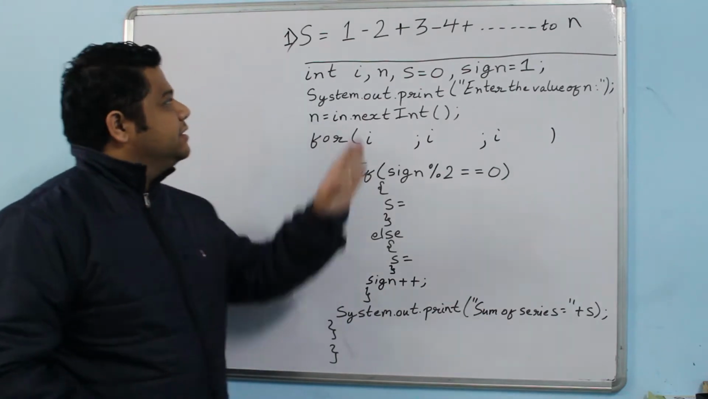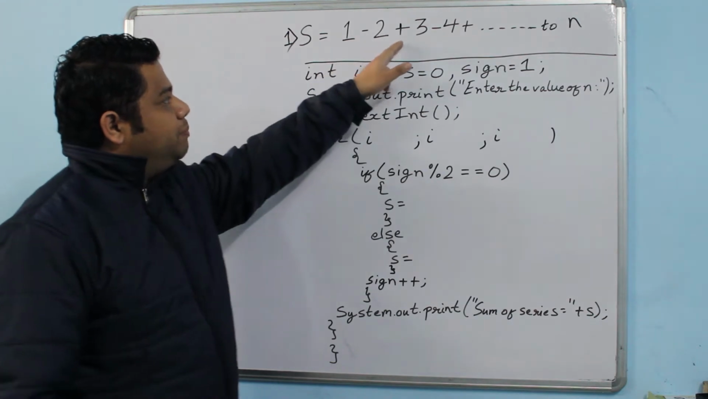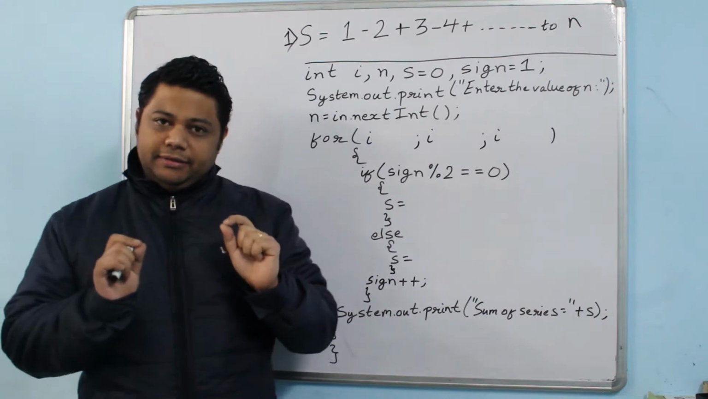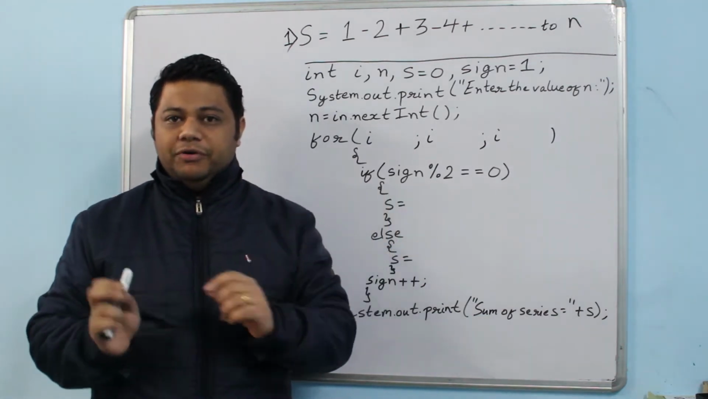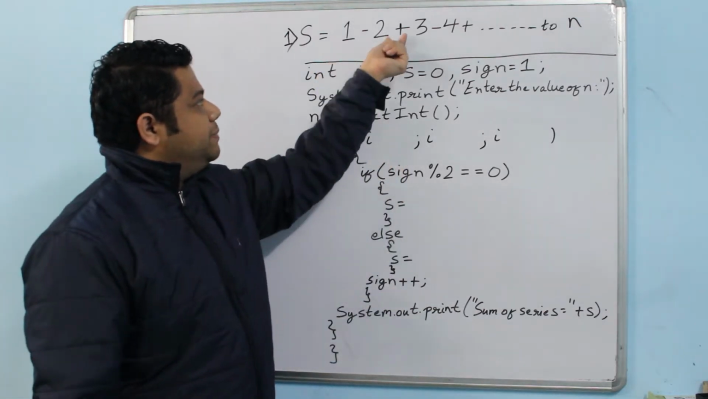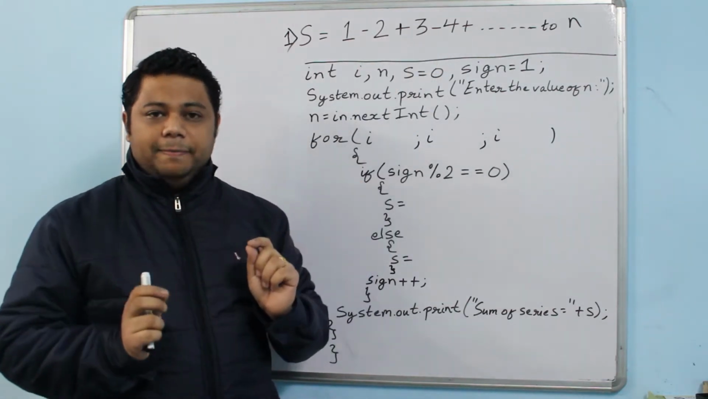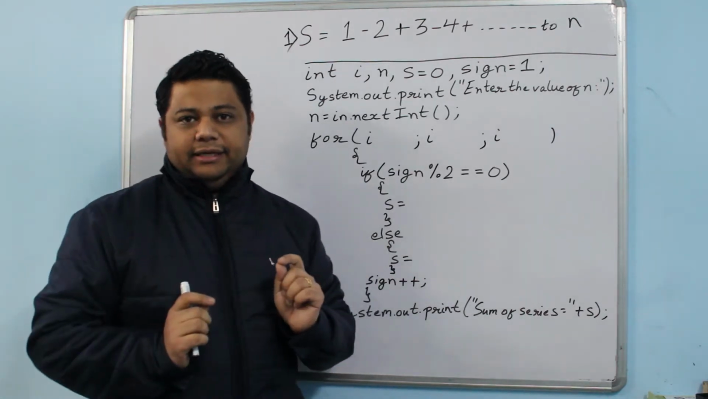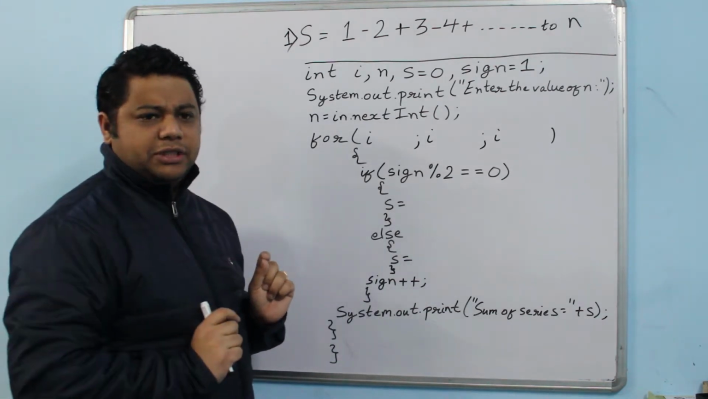Now if you see over here, we have s equals 1 minus 2 plus 3 minus 4 plus. So over here the difference is we don't have the same sign. We don't have plus throughout, or minus or multiplication throughout. First we have minus, plus, minus, and so on. In order to do this kind of problem, we are supposed to use the if-else statement inside the for loop. So before that, a few things that you must know.